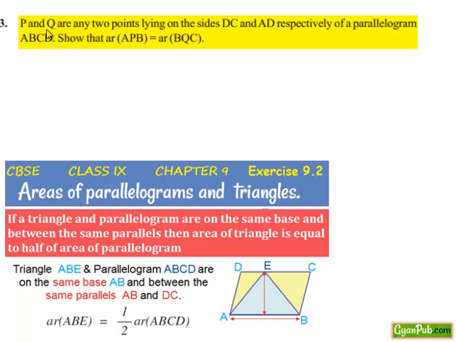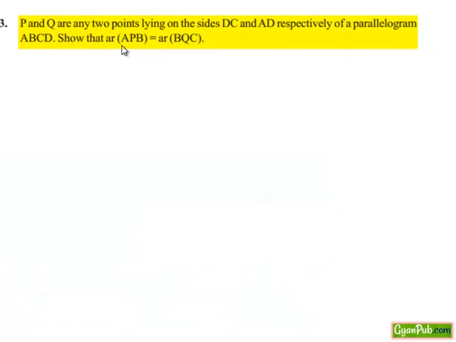Moving to question number 3. P and Q are any points lying on the sides DC and AD respectively of parallelogram ABCD. Show that area of triangle APB is equal to area of triangle BQC. In order to prove this, let us move on to the solution.